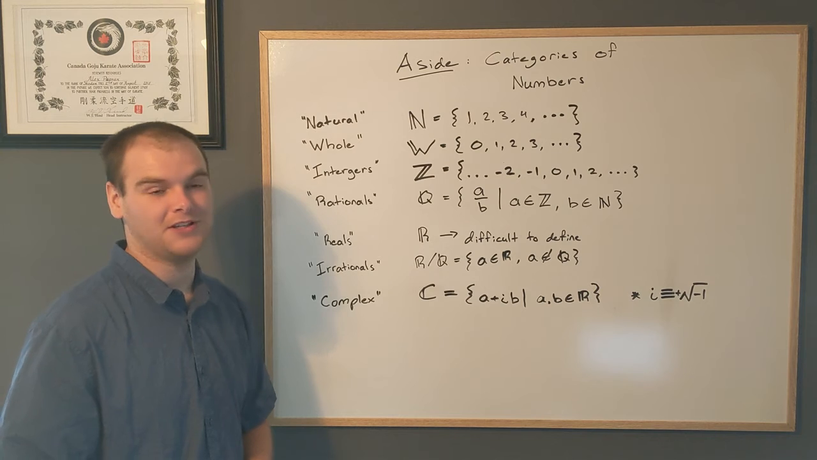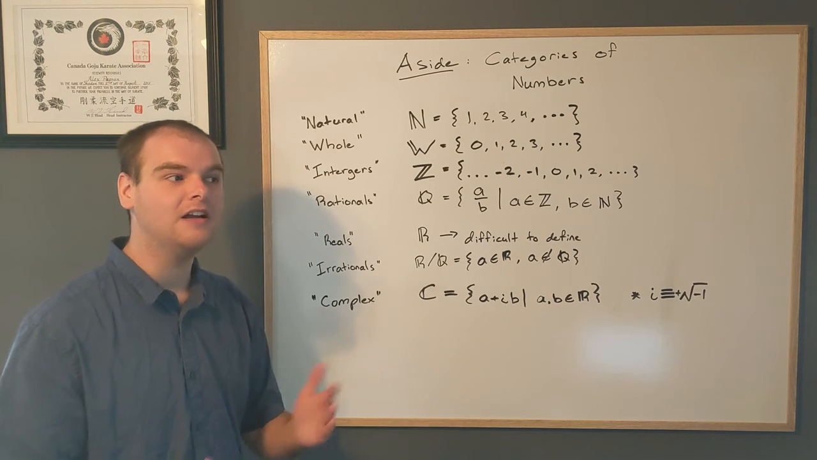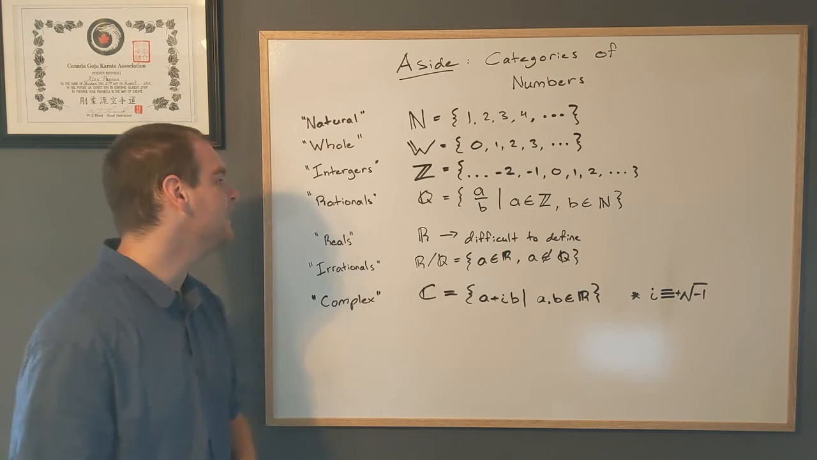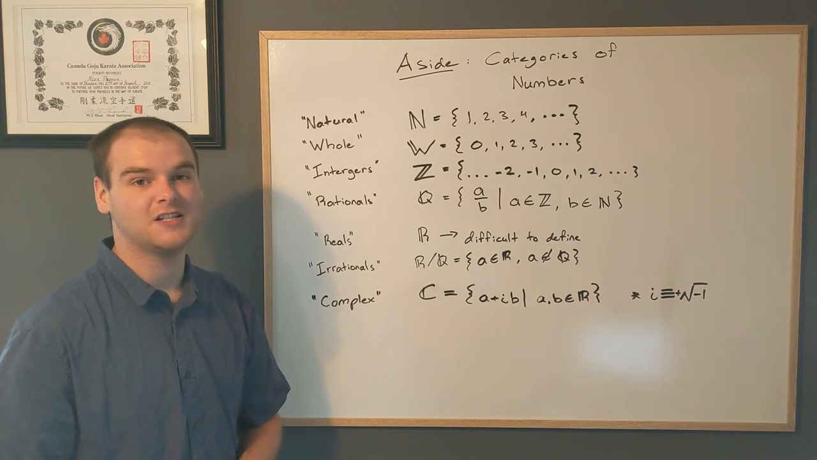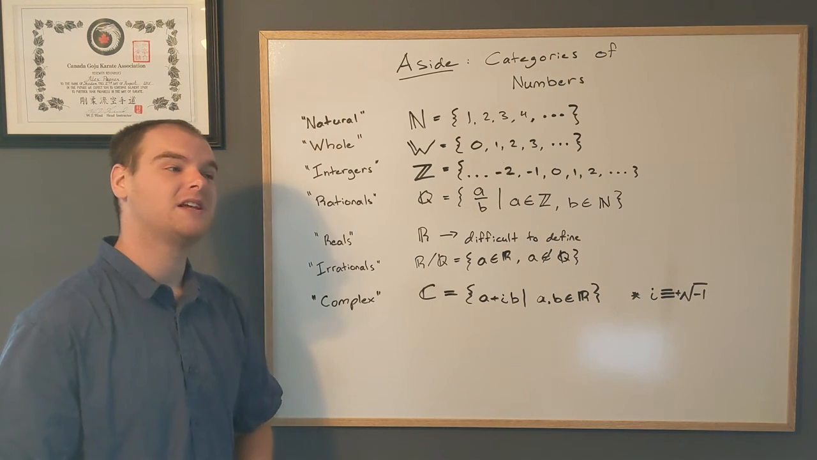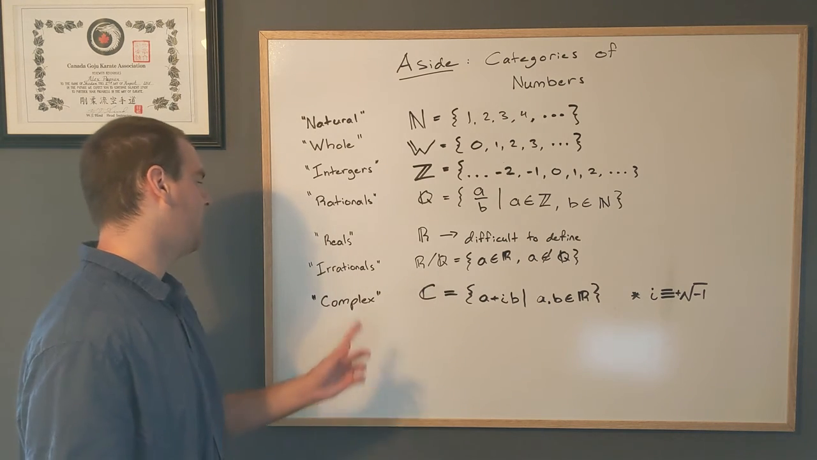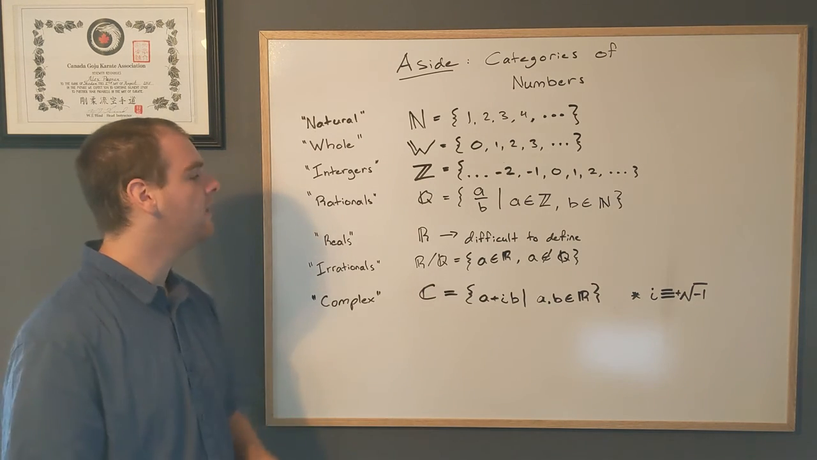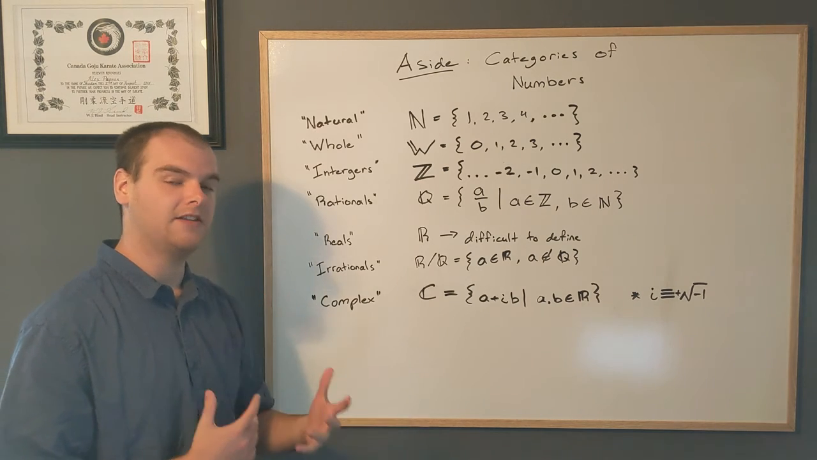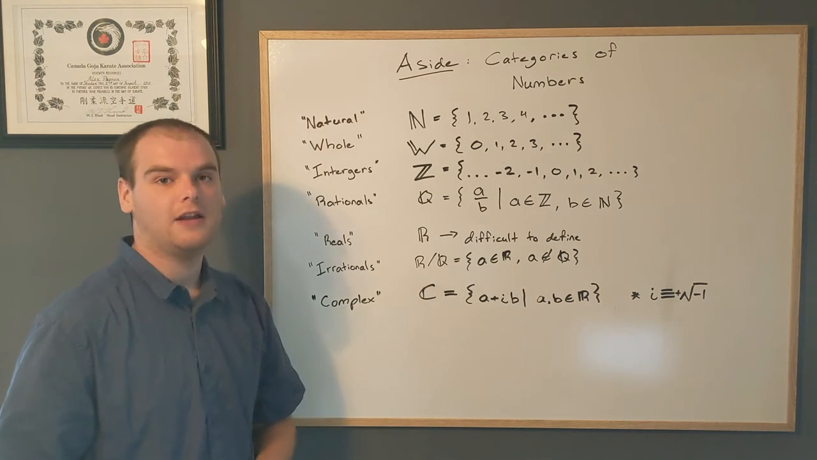So 0.333333 continuing on forever can be written as 1 over 3. So that is actually a rational number, despite the fact that it goes on forever. However, numbers like pi, which is 3.1415 and so on, are in fact irrational. They go on forever and they don't have any way to define them as a fraction.